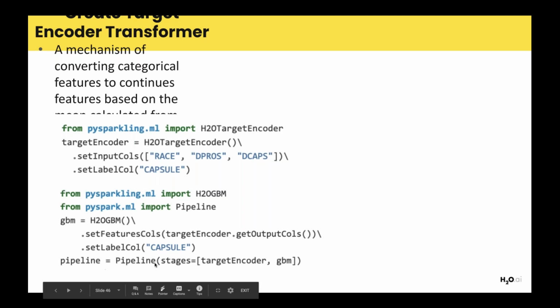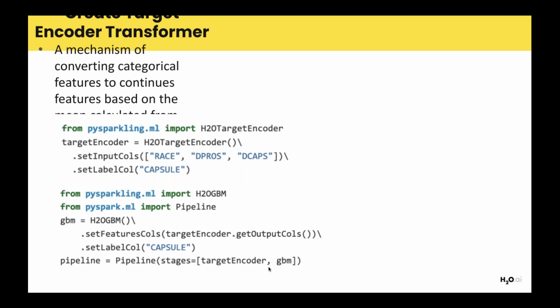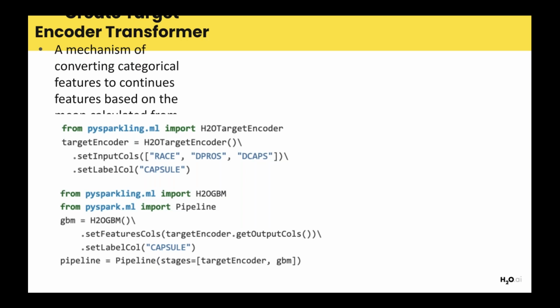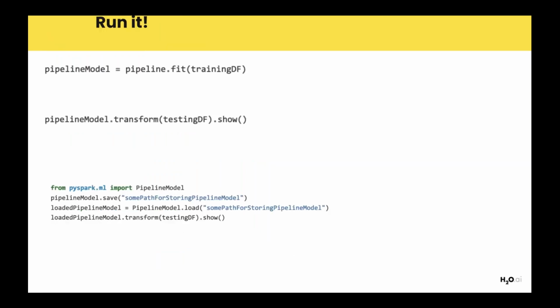And as I was saying before, the stages can be many. It can be 10, 20, or more. It basically depends on the kind of data pre-processing that you want to do before feeding the data into the ML model. And then we can just run it by using fit. That's the one which trains the model. And if we want to transform the test data set, we can do it using transform.